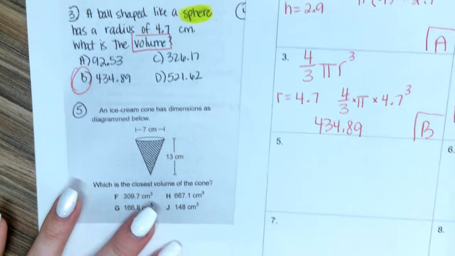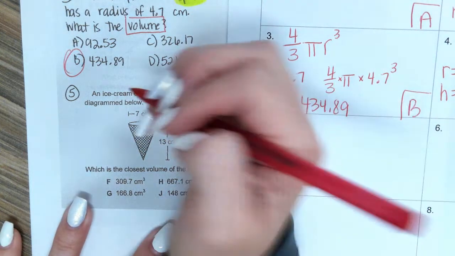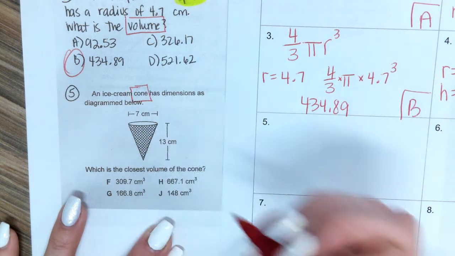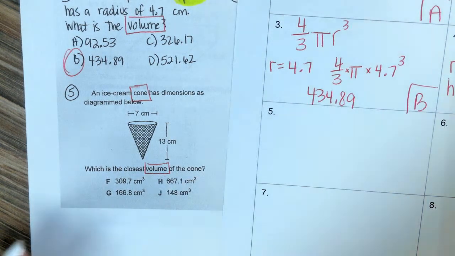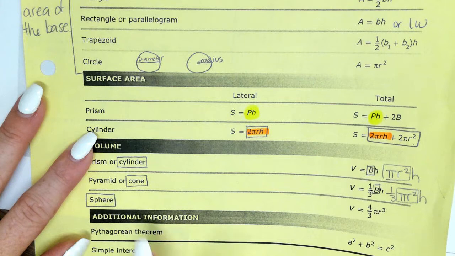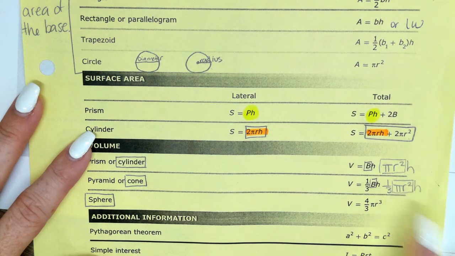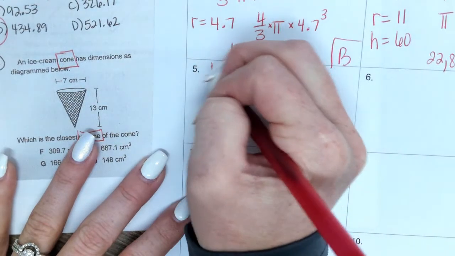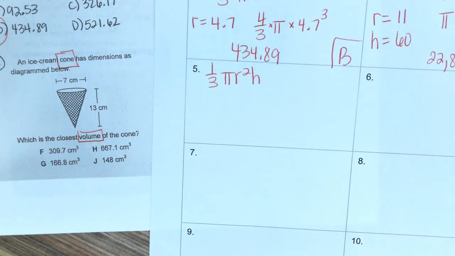Number 5. What shape am I looking at? Right here it says cone. And am I finding volume or surface area? All right, so I go to my star chart to volume, cone, write that formula down. 1/3 pi r squared h. If you didn't write it down now.